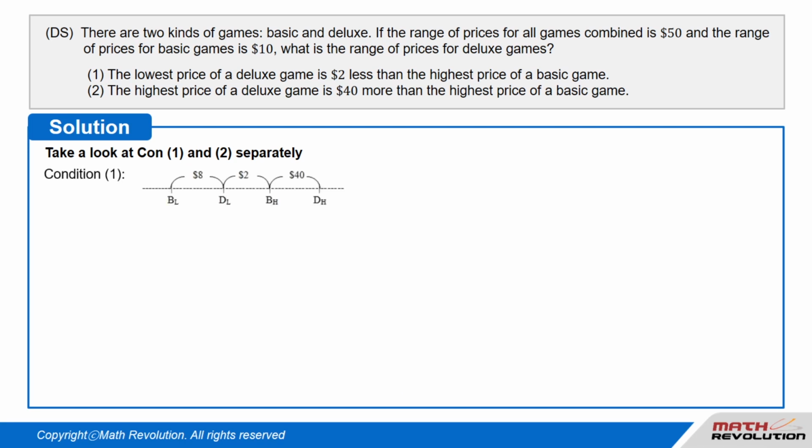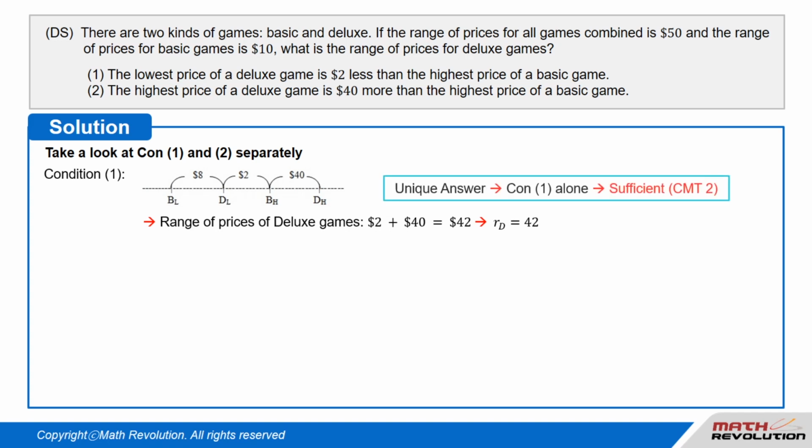Condition 1 gives us this number line. In this case, the range of prices of deluxe games is $2 plus $40 equals $42. So the condition gives us a unique value of R of D equals 42 and is sufficient by CMT2, which means that the number of answers must be 1.